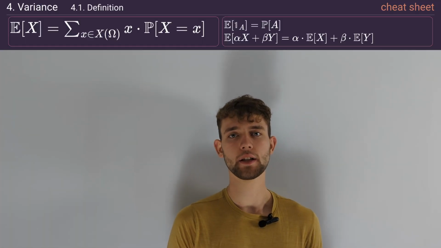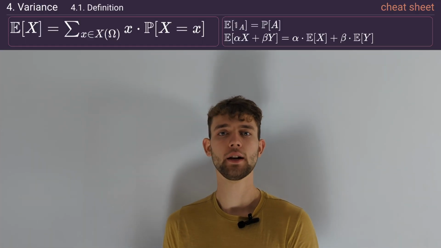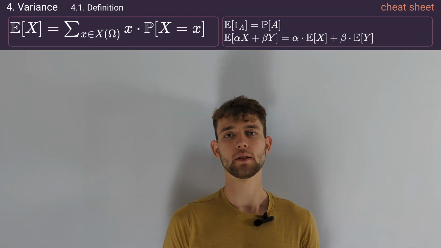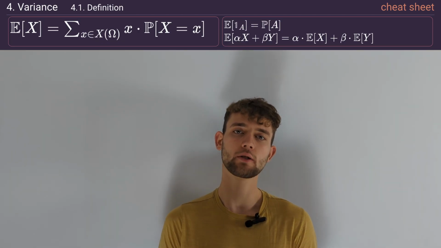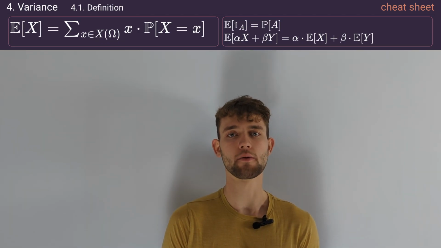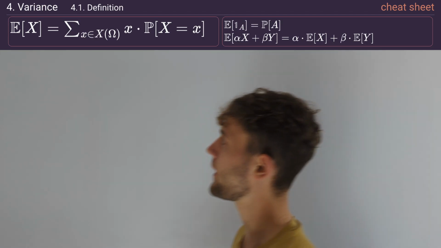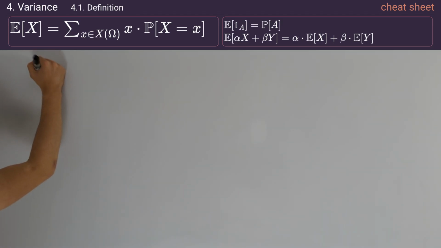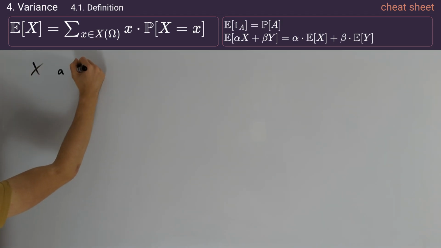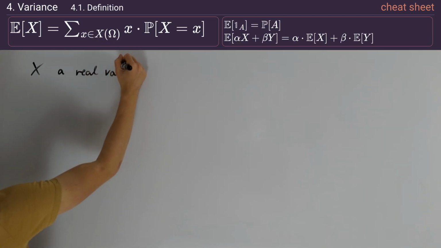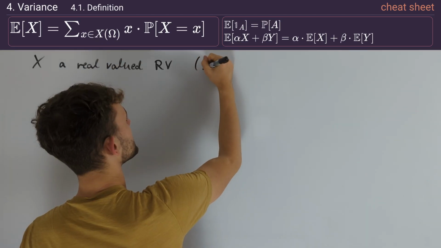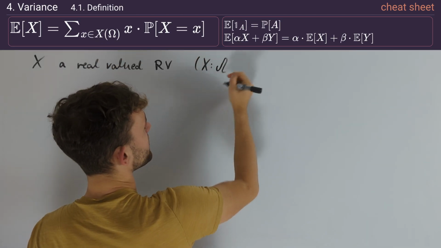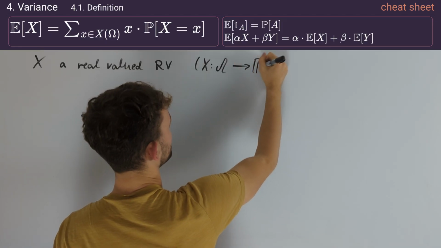Hey guys, in this video I want to discuss variance. This is the second video of a series where we try to give a rigorous foundation of probability theory for math Olympians. For defining variance, we want to consider X as a real valued random variable. So X is a random variable from the state space into the real numbers.